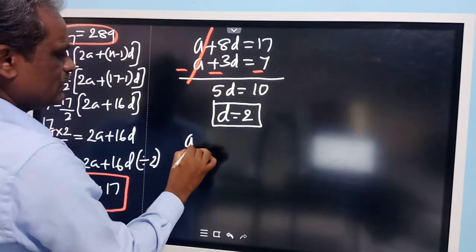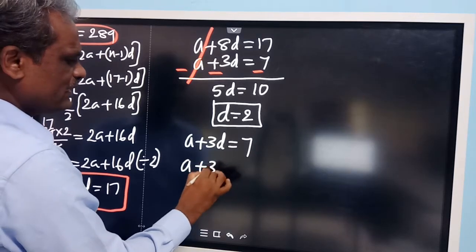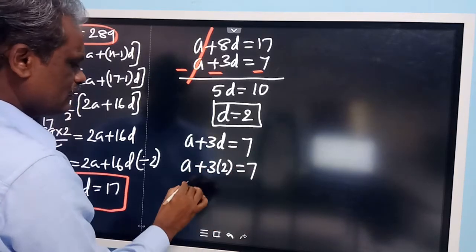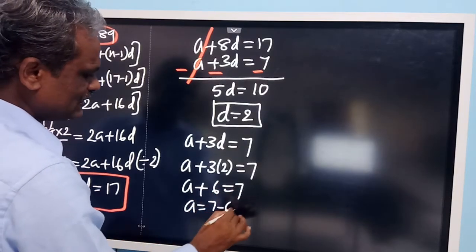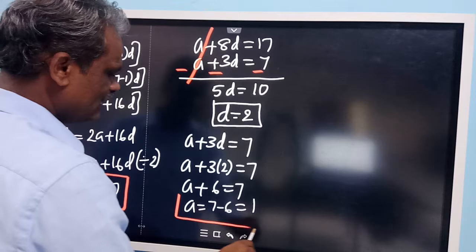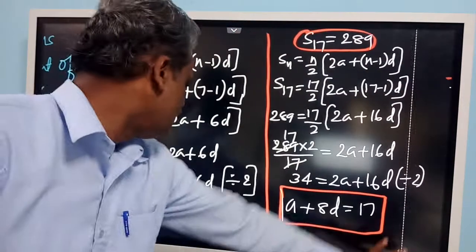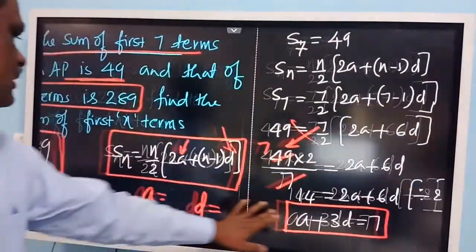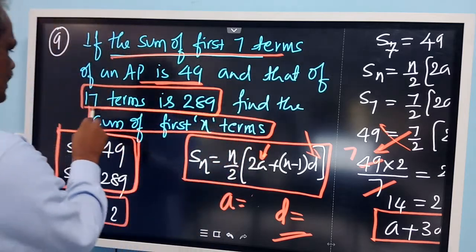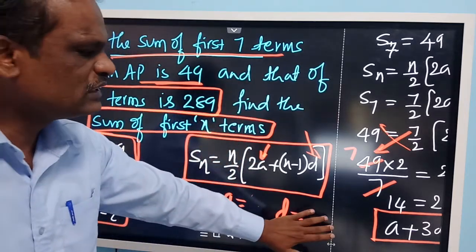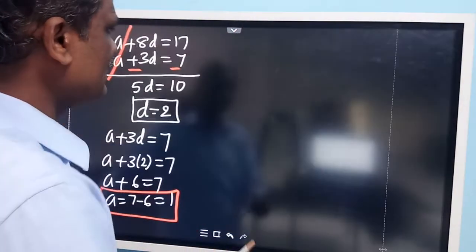Substitute in the formula a plus 3d is equal to 7. a plus 3 into 2 is equal to 7, a plus 6 is equal to 7, a is equal to 7 minus 6, it is 1. So you got the value of a and the value of d, and you have to find the value of Sn. The question is the sum of the first n terms. Using a and d, let us find the sum of first n terms.